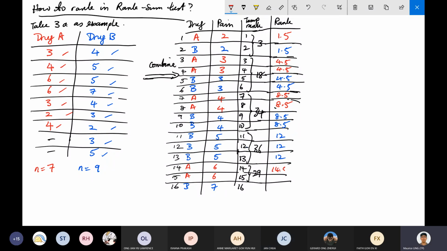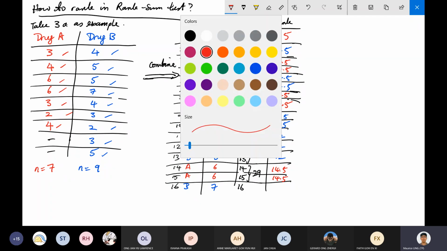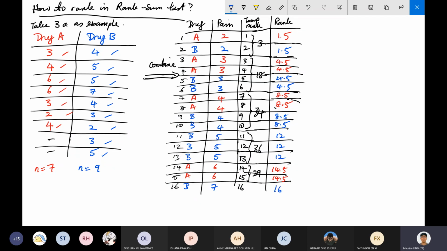14.5. Okay, then 16, there's only one, so it's just 16. Okay, after that, you do a split up. You split up into rank for drug A and rank for drug B.